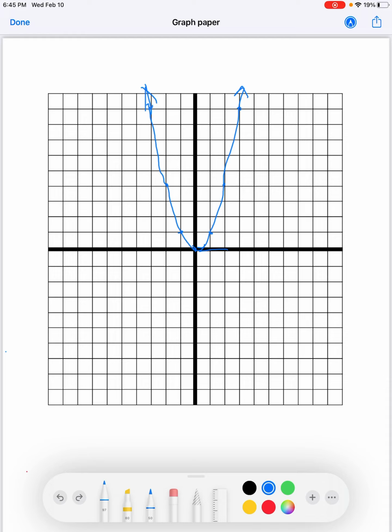What's the domain? Well, it goes all the way to the left and right. So negative infinity to positive infinity. The range, though, is the same as the last one. It starts at 0 and then goes all the way up to infinity.